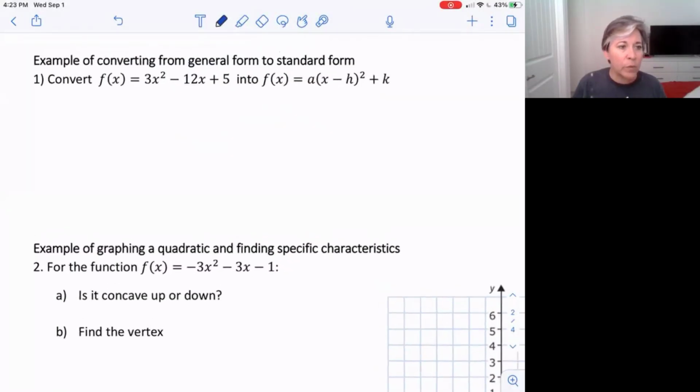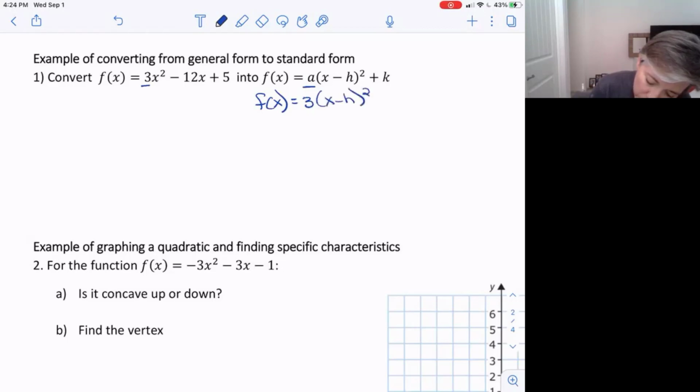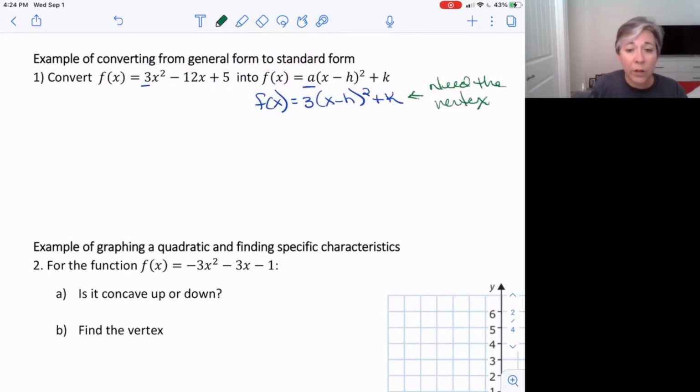So let's do an example where we're trying to convert it from the general form into the vertex form. Well, in the vertex form, remember this a here is the same as this a here. So we know f of x is going to be 3 times x minus h quantity squared plus k. So now we need the vertex. So here's an example of finding the vertex. The 3 is our a value. The negative 12 is our b value.